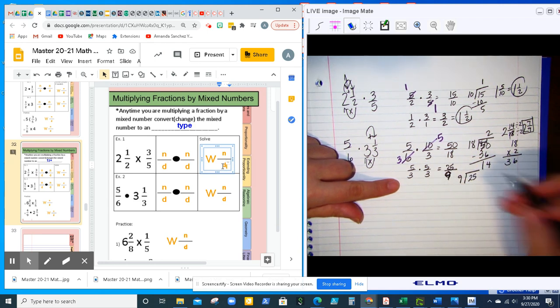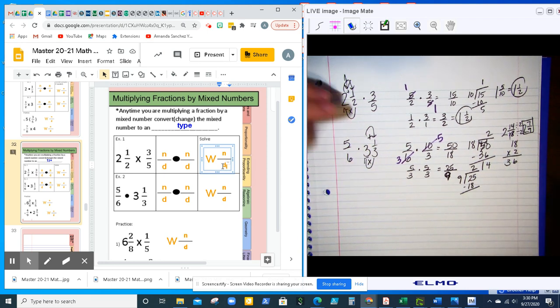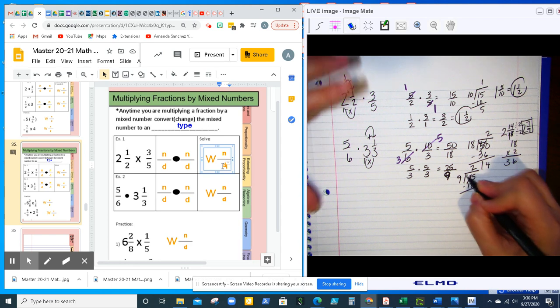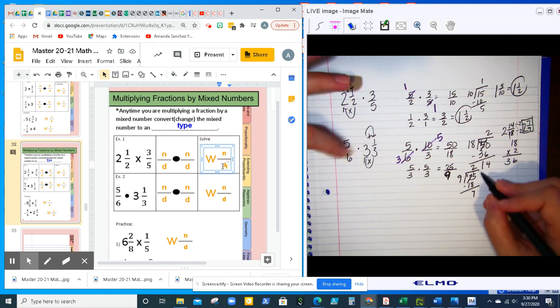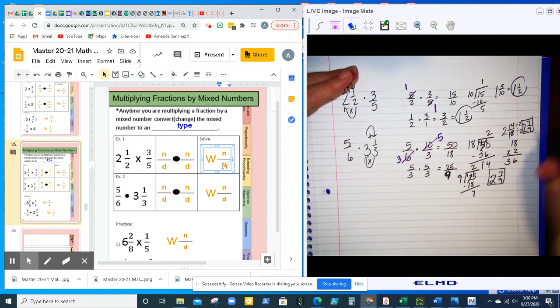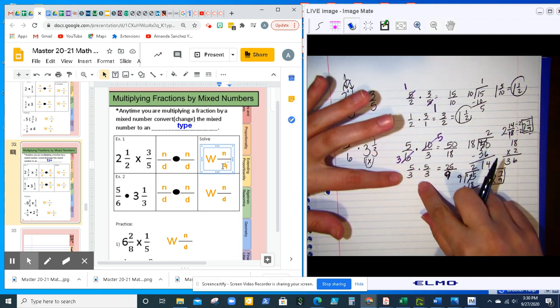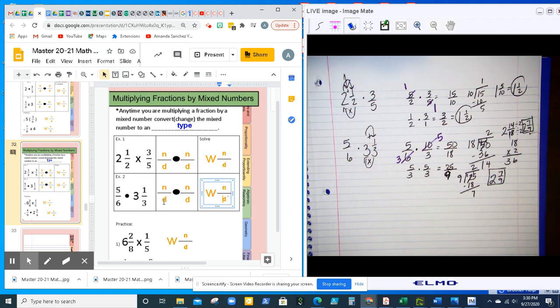9 can go into 25 2 times, minus your 18, is 7. And that's it. I'm done. This is 2 and 7 over 9, which is the same thing that was over here. So I don't know if you think that that might be easier or more confusing. I just want to show you another way to do it. So this would be 2 and 7 over 9.